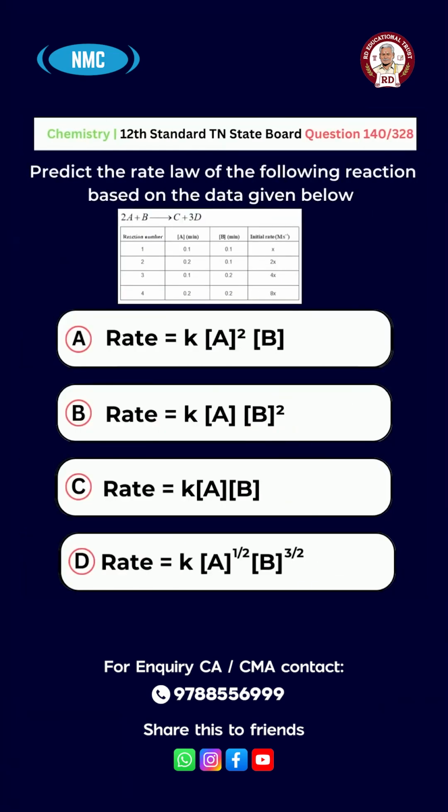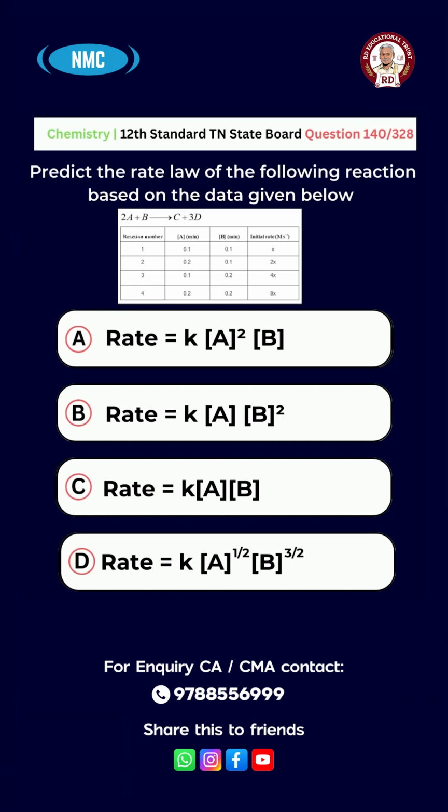Question number 140. Predict the rate law of the following reaction based on the data given below. 2A plus B gives C plus 3D. Reaction number 1, 2, 3, 4. A in molar: 0.1, 0.2, 0.1, 0.2. B in molar: 0.1, 0.1, 0.2, 0.2. Initial rate: X, 2X, 4X, 8X.